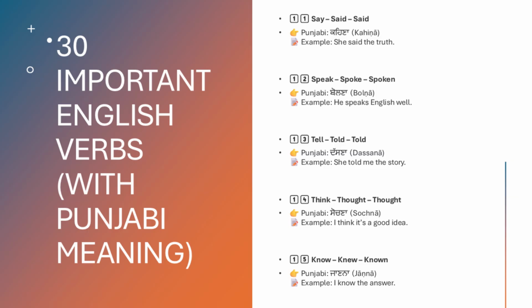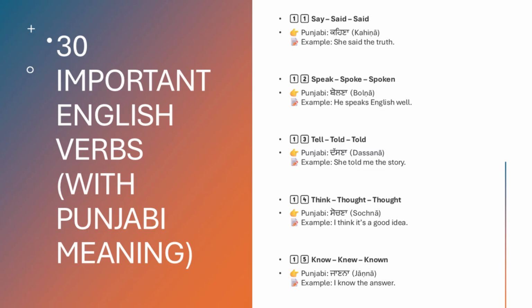14th verb is think, which means sochna. Think, thought, thought. Think is our base form, and thought we use for past form and past participle. For example, I think it's a good idea.